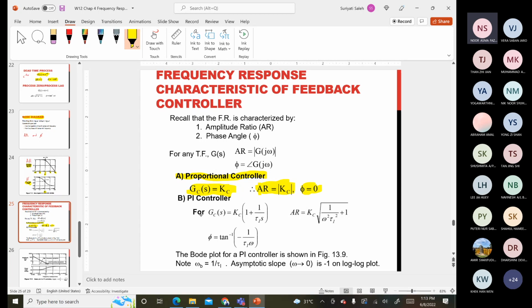Say you have the PI controller like this, where the form is GC(s) equal to KC (1 plus 1 over tau I s). This is the form of the normal PI controller. If you want to convert it, this is the following form. You just take it directly. Lastly, the angle is the inverse tangent of negative 1 over tau I W. So for every expression, normally we have the form. You just need to take the correct form for your respective controller.